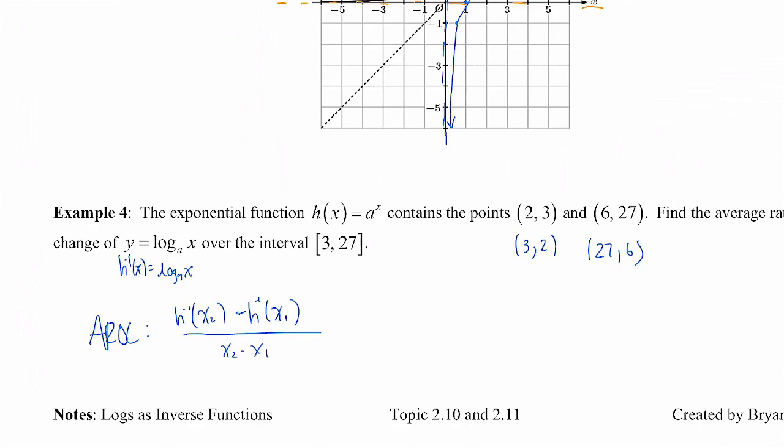So I'll plug in what I know. For the inverse, these are x1 and x2, and this is y1, y2. I now have 6 minus 2 over 27 minus 3. If I simplify this, I get 4 over 24, which is equal to 1 over 6.